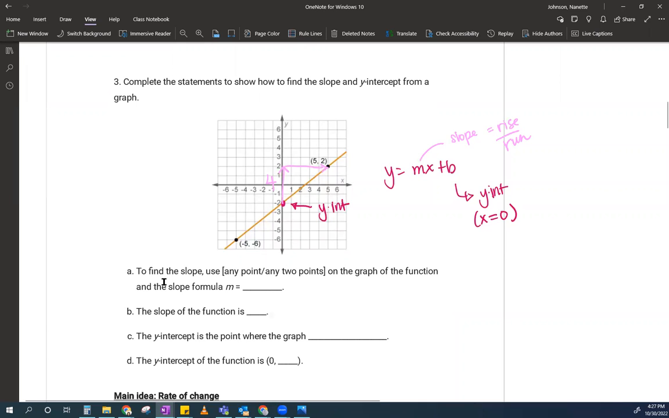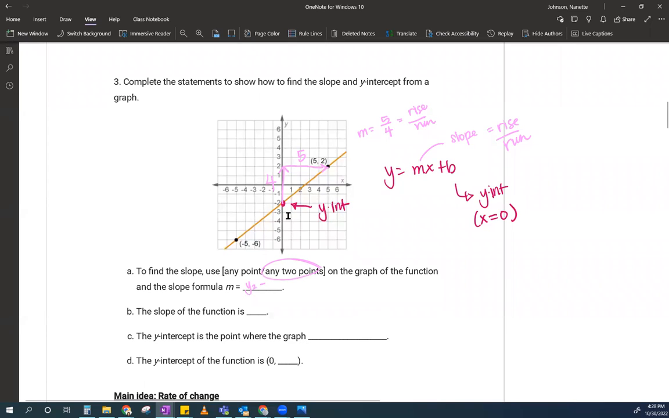Okay, so to find the slope, use any 2 points on the graph of the function and the slope formula. Here it's any 2 points. If you wanted to use this point and that point, it really doesn't matter. And the formula that you learned before looks like this: y minus y over x minus x. The slope of this function we already said is 5/4.